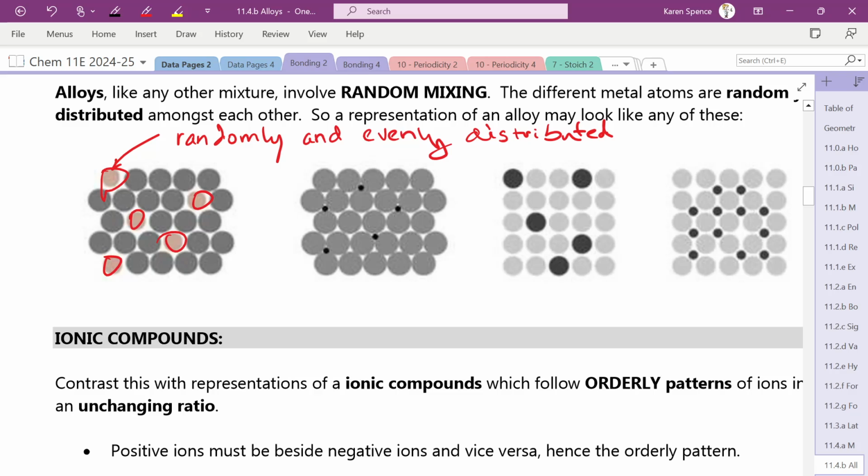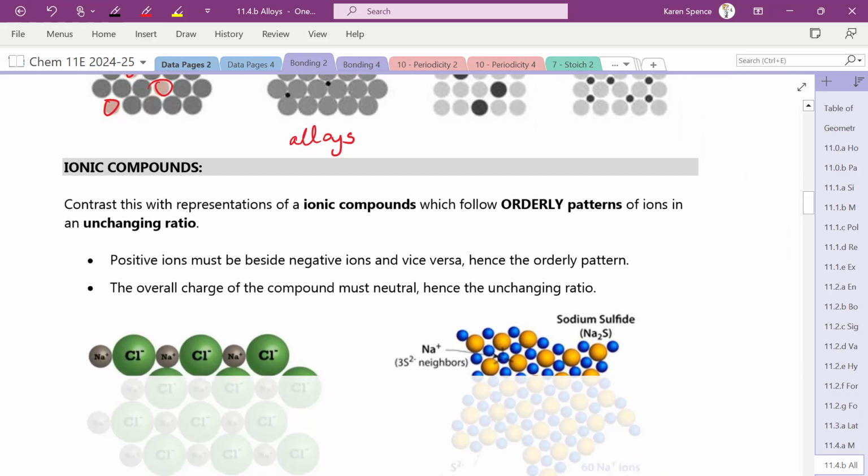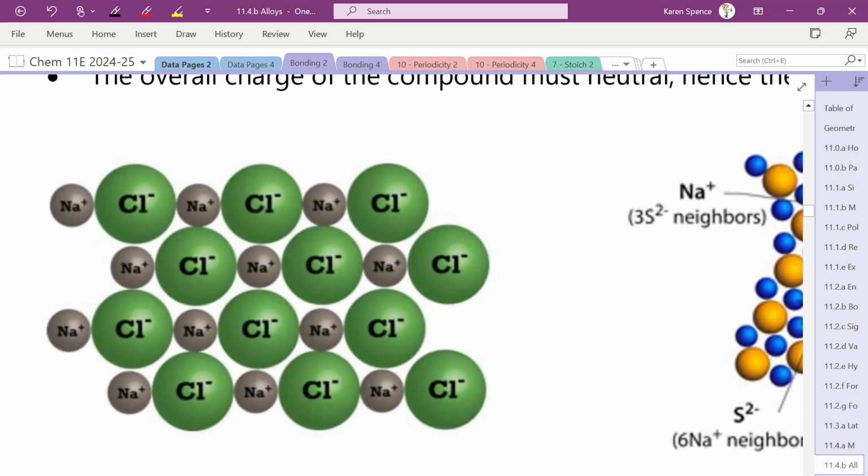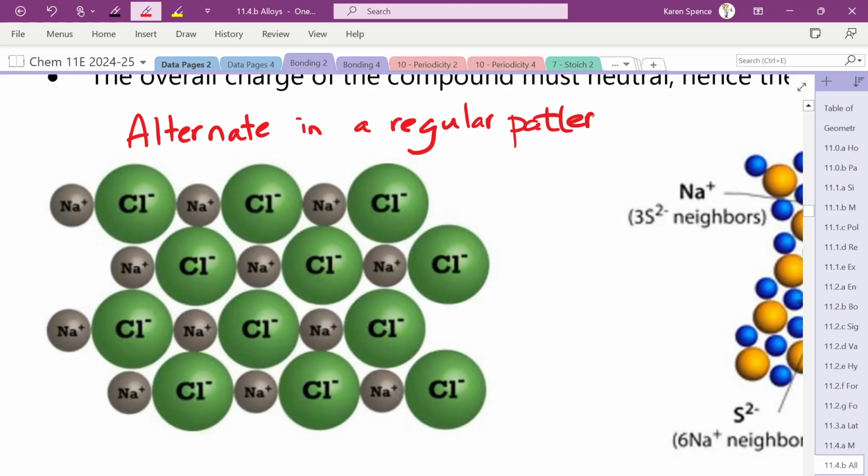Now, ionic compounds, I have a feeling that if they give you an ionic compound in the AP exam, they're going to put pluses and minuses on there. Which will let you know that it's an ionic compound. These are alloys. You'll notice that this has pluses and minuses, and they are alternating regularly. So if you have alternation in a regular pattern, that's going to be ionic.